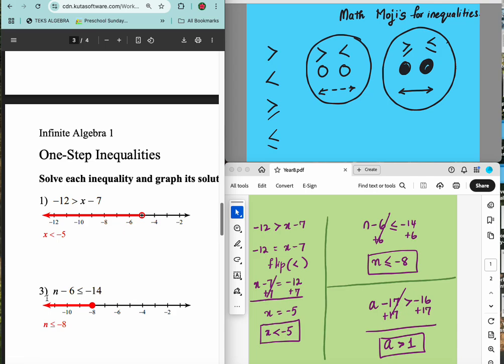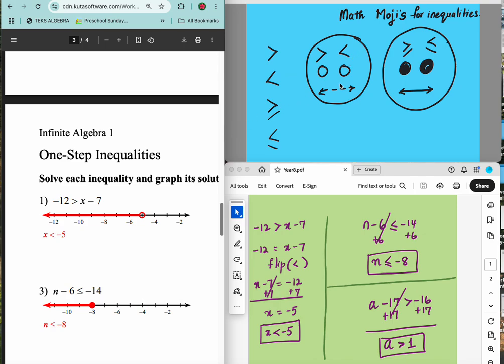In this video, I'm going to talk about solving one-step inequalities. As you can see, you have to solve in order to arrive at the value of x. And again, this is not an equation, it is an inequality because you do have symbols like greater than, less than, greater than or equal to, or less than or equal to.